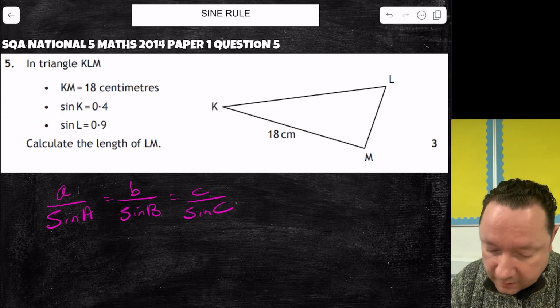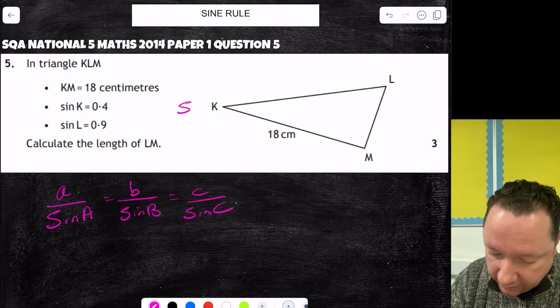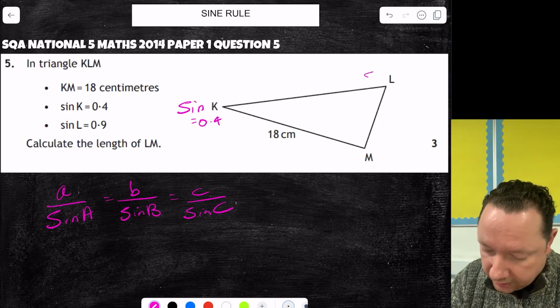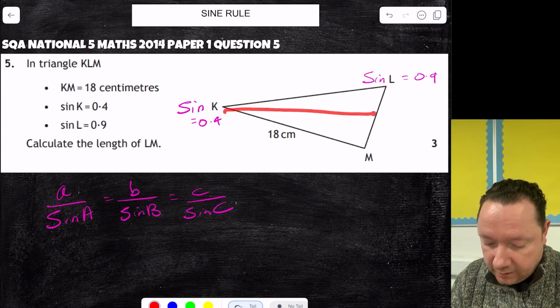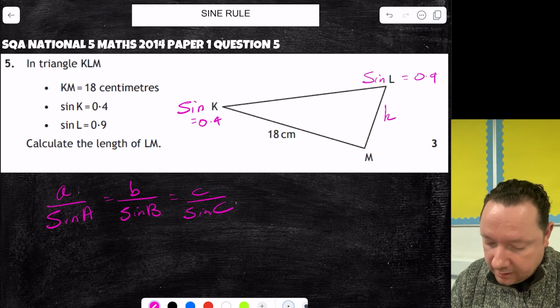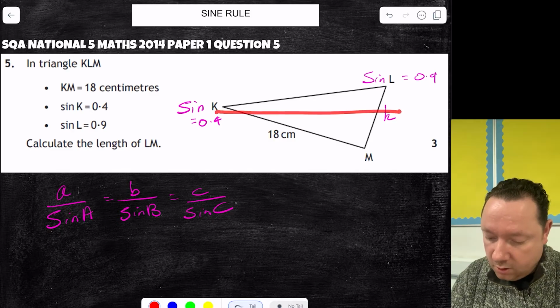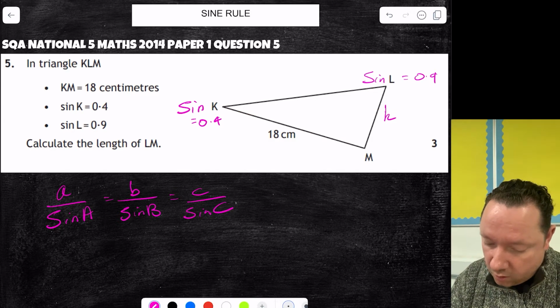We have got sine k is 0.4. Let me just write that here. Sine k equals 0.4, and sine L equals 0.9. So we've got sine and sine, and we have to find the size of LM, which is over here. So let's just call that little k maybe, and opposite, opposite is the sine rule. So let's just substitute everything we've got in.